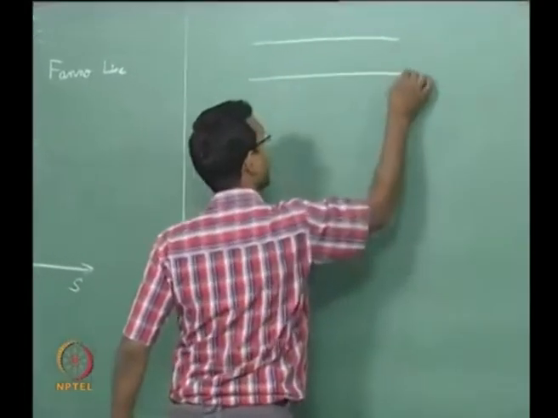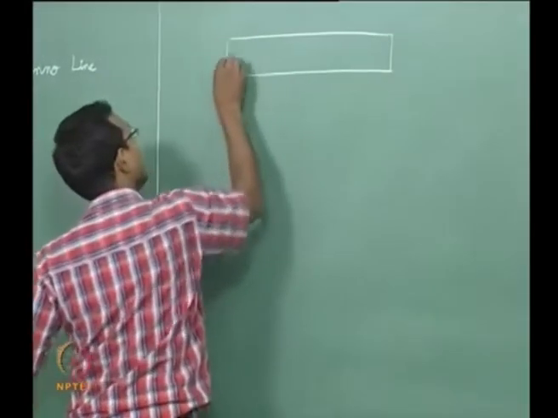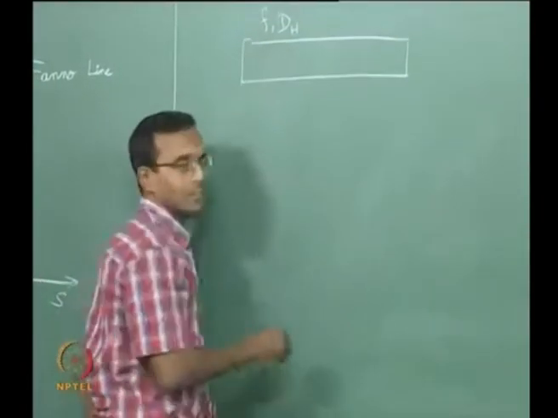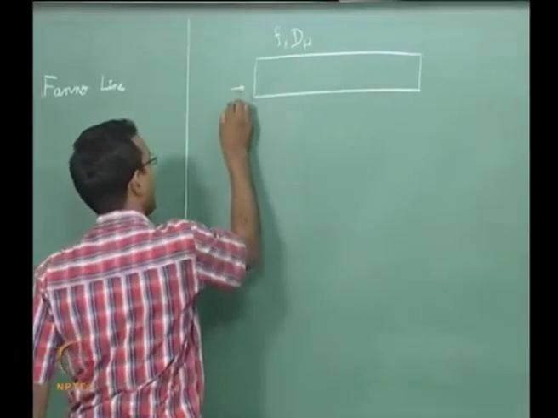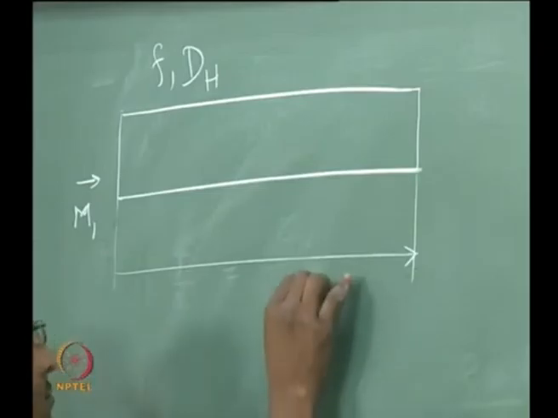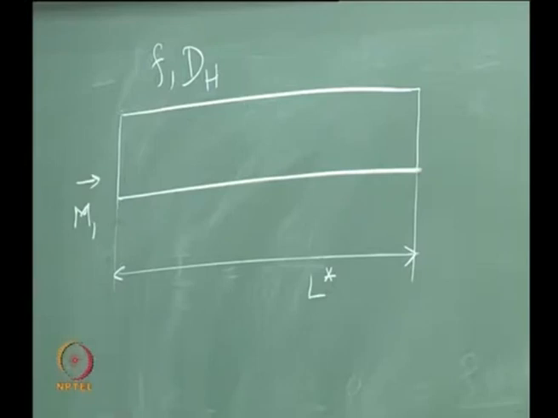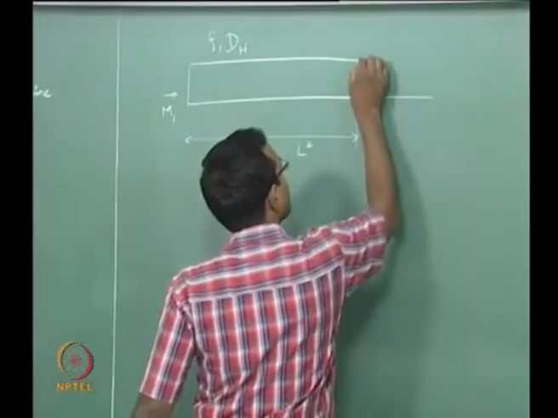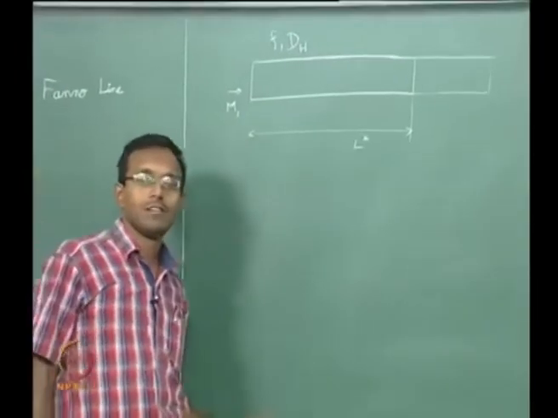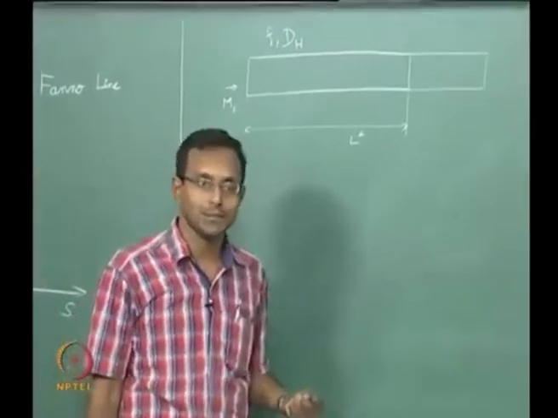So I am going to say I have some particular duct with a particular f and a particular D_H. And I have a particular M1 here. I do not care if it is subsonic or supersonic, both have an L star. Let us say this is my L star for this particular M1. Let us say I have this. If I extend this duct by some more and try to keep the same M1 in here, what should happen? That is the basic question.